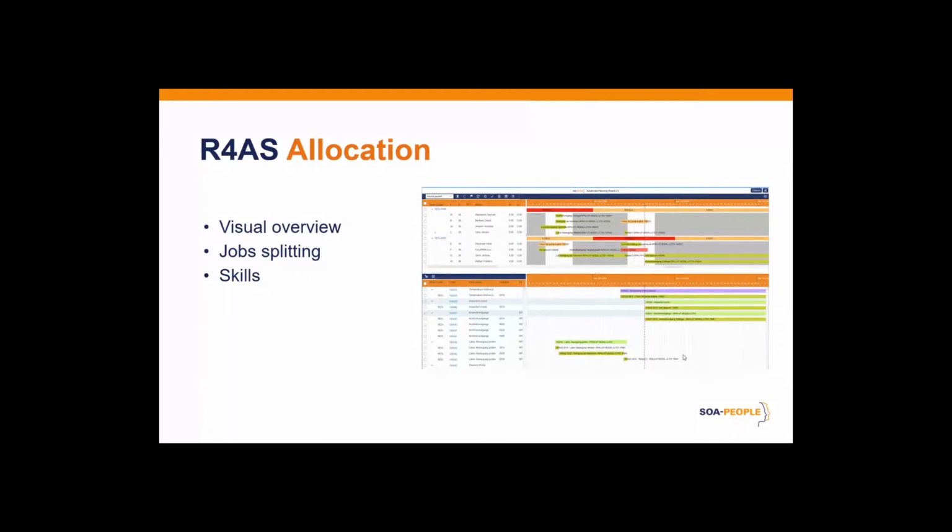With job splitting, you can actually cut a task into pieces, so you can allocate the task to several technicians, or you can decide to execute the task at different points in time. And of course, with skills, we support technician skills qualification, and the tool can help you find the best technician based on the job requirements.